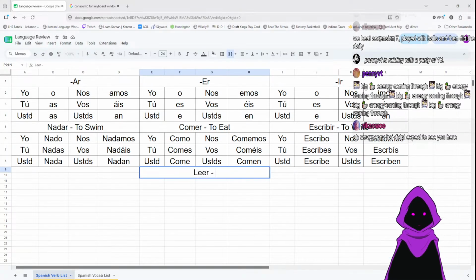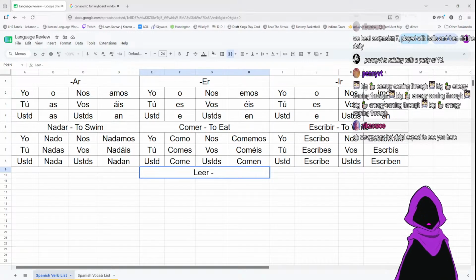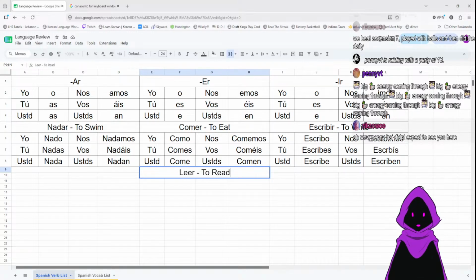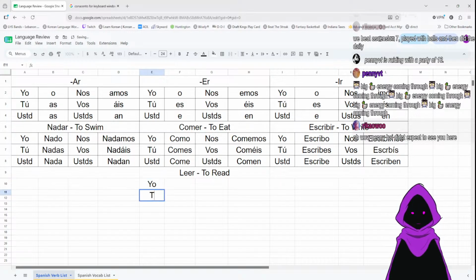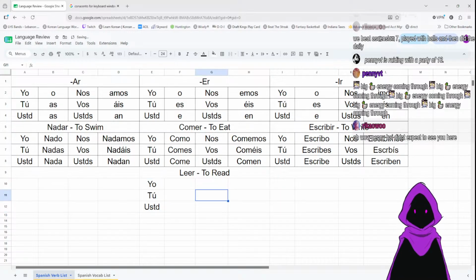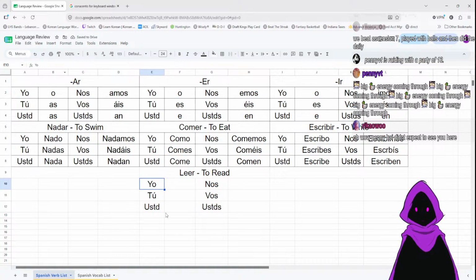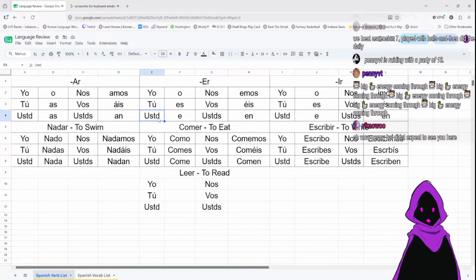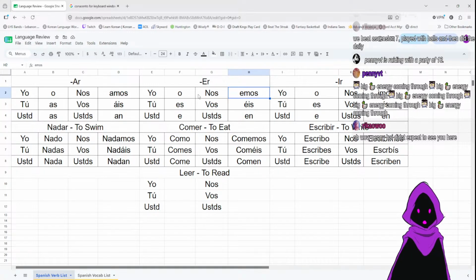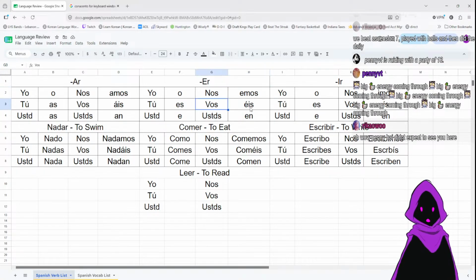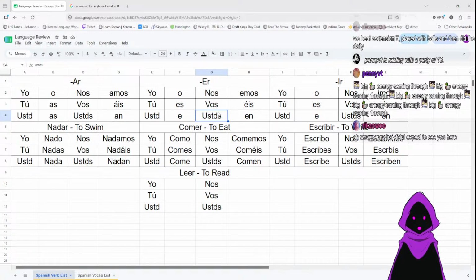As we continue on our ER verbs, because that's the majority of what I got here, we have leer, which is to read. For everyone who's new here, we're basically just plugging and chugging the six forms. The yo form, which is for I, tú is the you form, usted is the he, she singular. Nos is the we form, vos is the y'all form, because we got y'all over here. And then ustedes is the plural form of they.